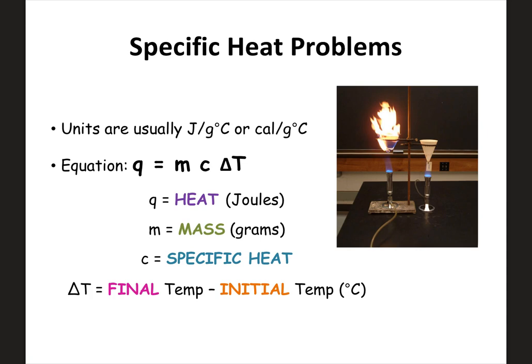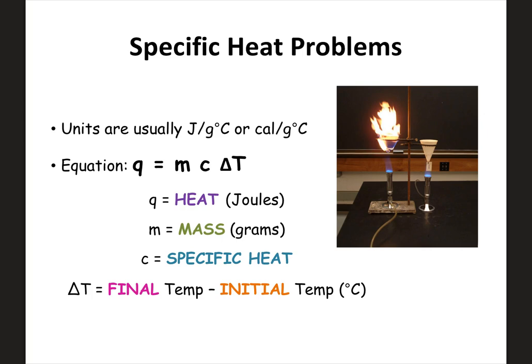So Q is going to stand for the heat or the energy here, and it's going to be in joules. Q is not temperature, it's heat. It's typically going to be in joules or something like calories. M is mass, and that's going to typically be in grams. C, we already said, is specific heat. It's going to be typically joules per gram degrees Celsius. The units of your specific heat are basically what's driving the other units in the equation.